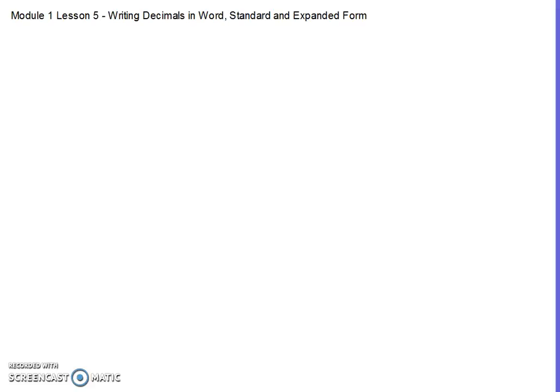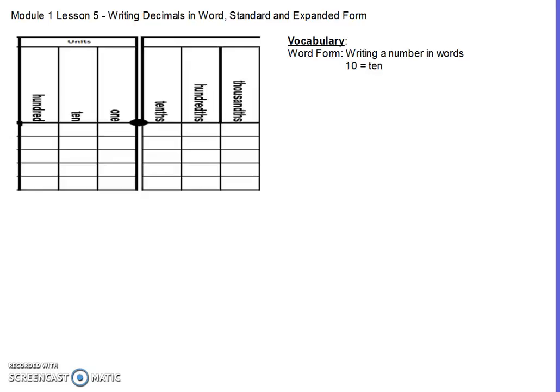In Module 1, Lesson 5, we were working on writing decimals in word form, standard form, and expanded form. First, let's start with word form. Word form is basically like it sounds. You are writing numbers in words. So for example, if we had the number 10, word form would be written as ten. But our objective is to write decimals in word form.